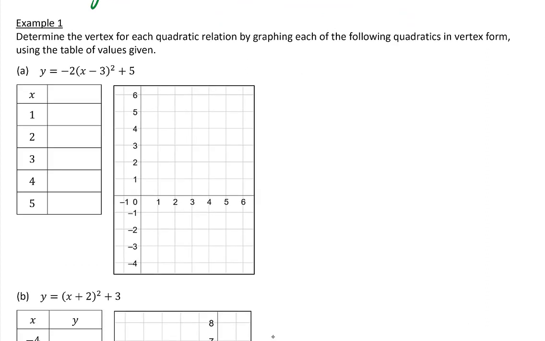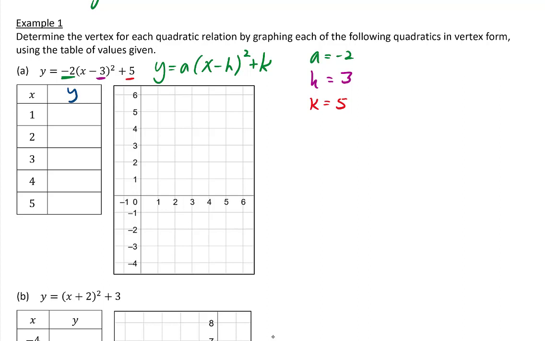So our first example, I've given you two quadratics in vertex form. Remember that it's y equals a(x minus h) squared plus k. So we can see for this one, our a is -2, our h is +3. Remember it says minus h, so -3. And our k is 5. So let's see what happens when we sub some values into this vertex form, and let's graph this relationship.